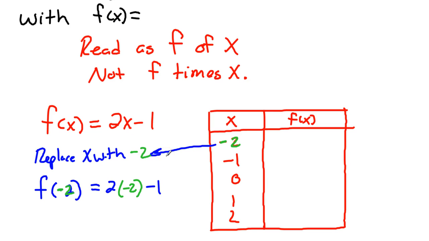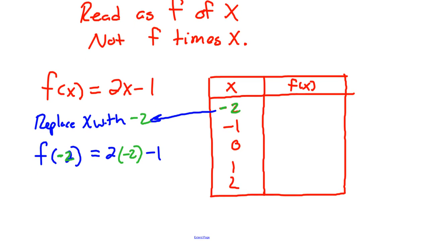Now, when you're doing functions, you do not do anything with the left-hand side, because the left-hand side is just your directions. It's telling you, okay, you're taking x out, you're replacing it with negative 2. So now you're just doing order of operations on the right-hand side. 2 times negative 2 is negative 4. Minus 1 is negative 5. Okay, so that's all you've got to do.